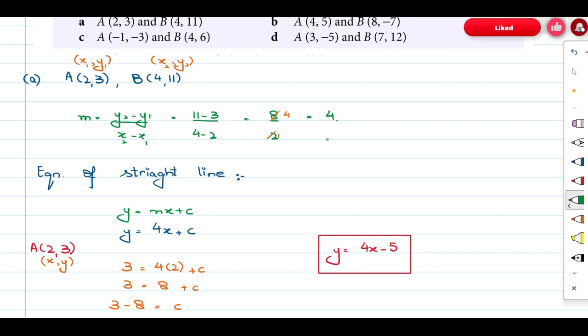Now write down the equation of a straight line, y equals mx plus c, and plug in the m value. To solve for c, you can take point A or point B, both. With the help of both points, you will get the same answer, right? So I'm plugging in point A.